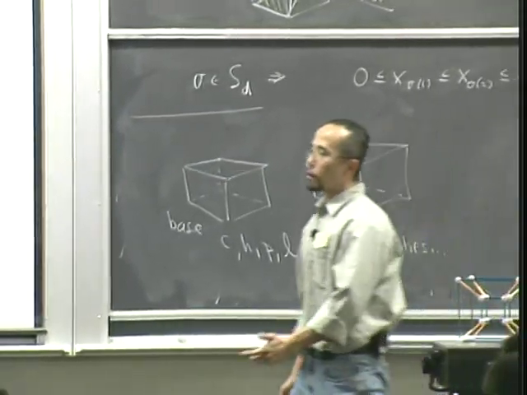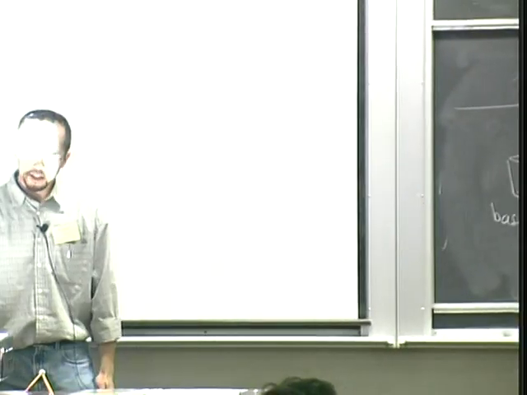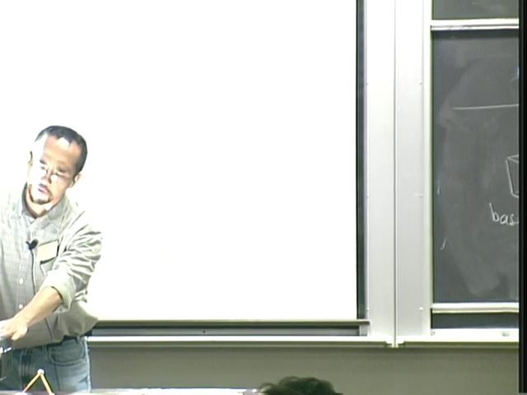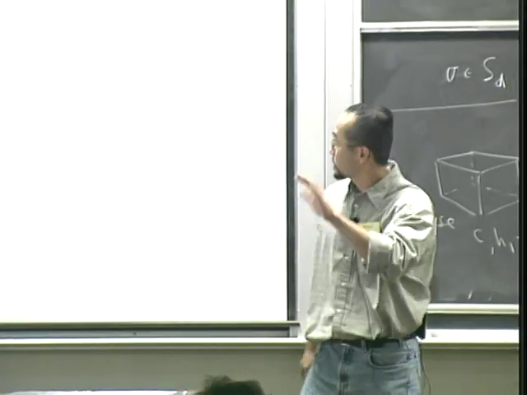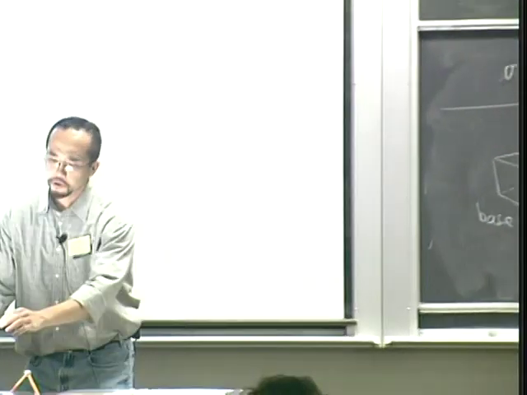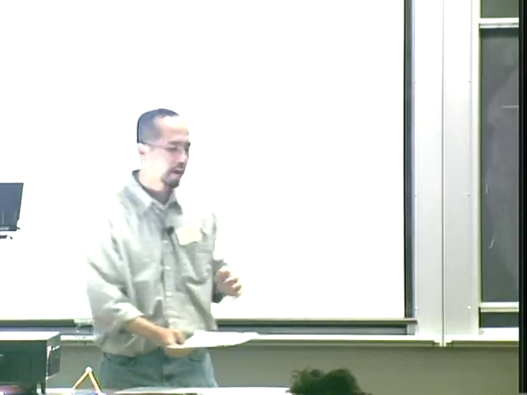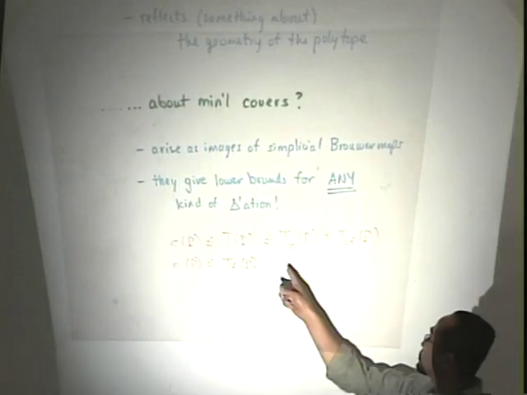So why care about minimal covers? Well, one reason is that they arise as images of certain simplicial Brouwer maps, whatever that means. I'll give you some feeling for that in a minute. And another is they give lower bounds for any kind of triangulation. Something I want to stress here is that in the literature, when you talk about sizes of minimal triangulations, there are lots and lots of bounds out there, and they refer to different kinds of minimal sizes. So, for instance, you could talk about minimal triangulations where you only allow vertices of the simplices to come from vertices of the cube.